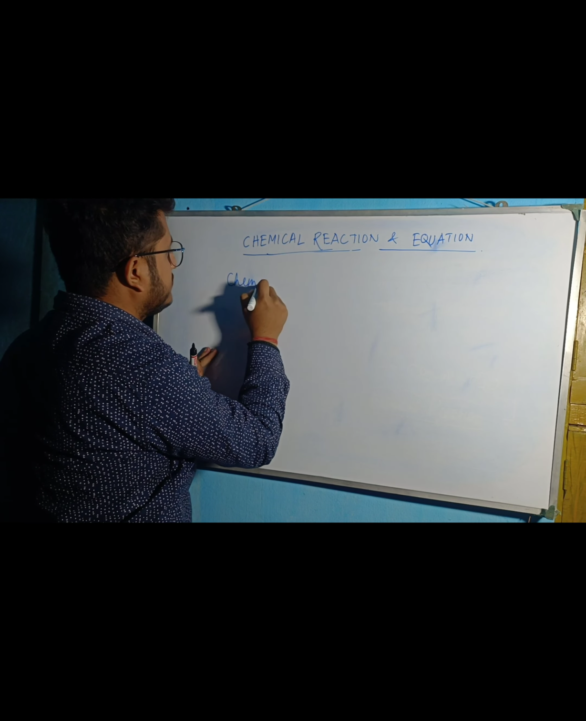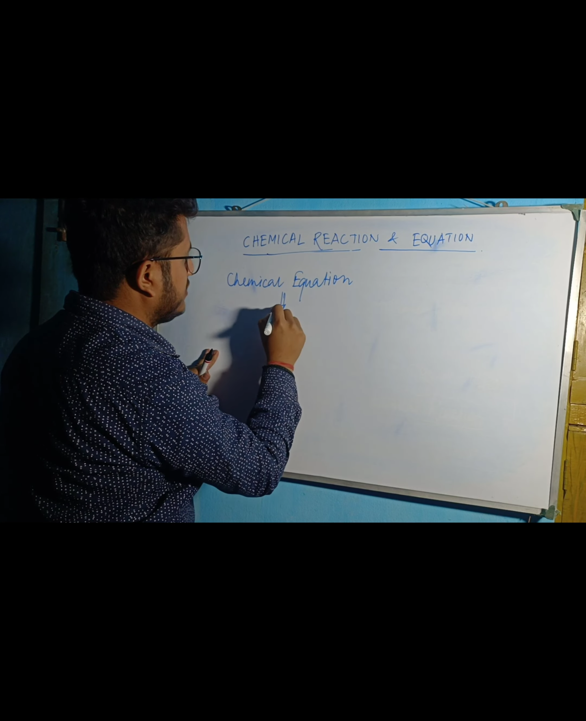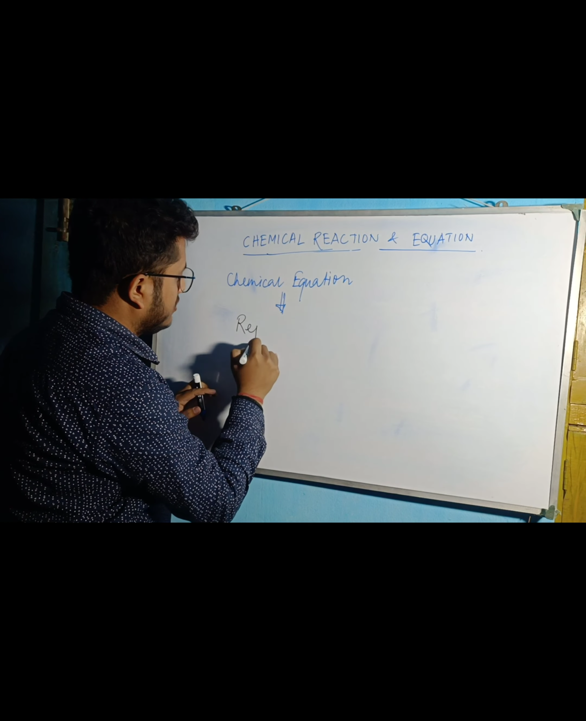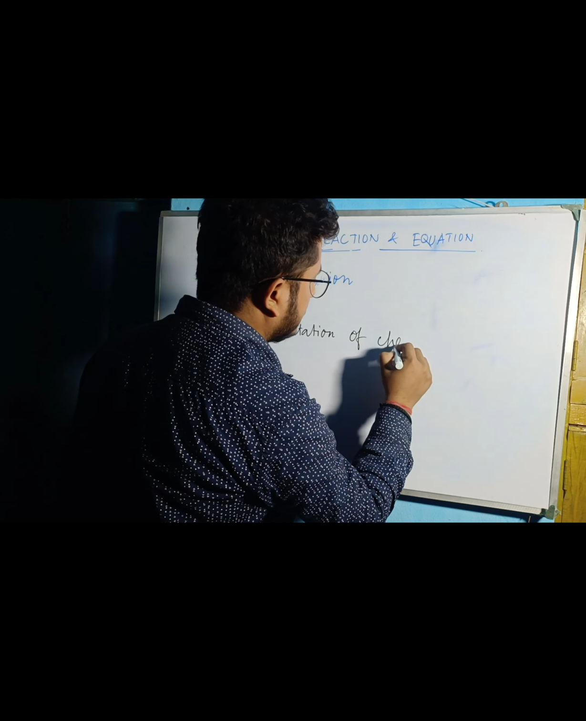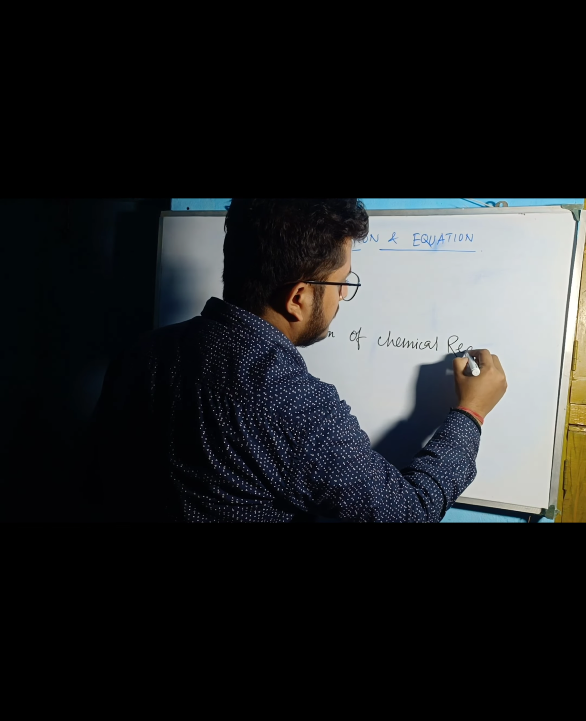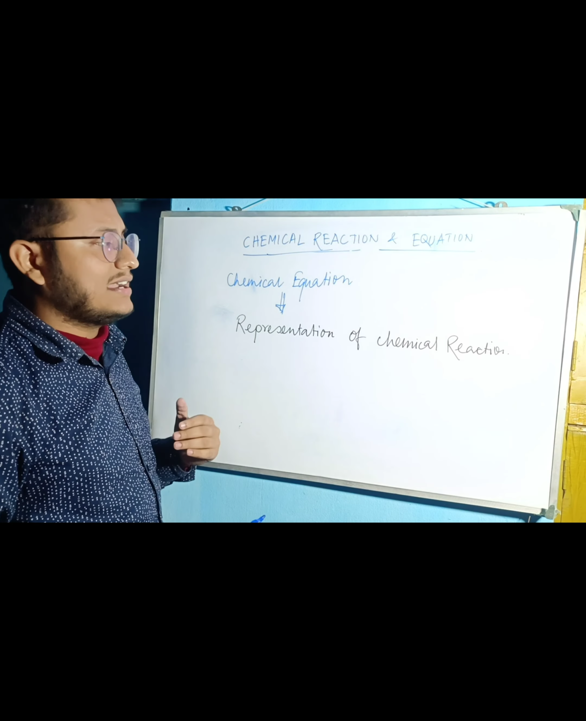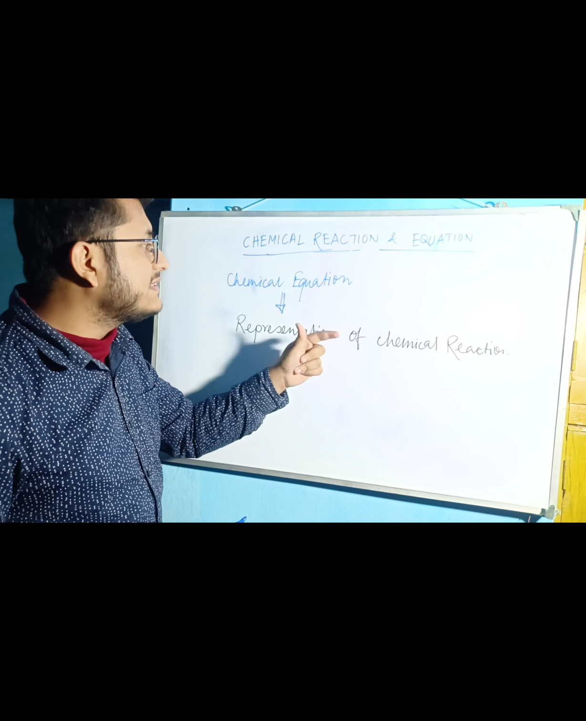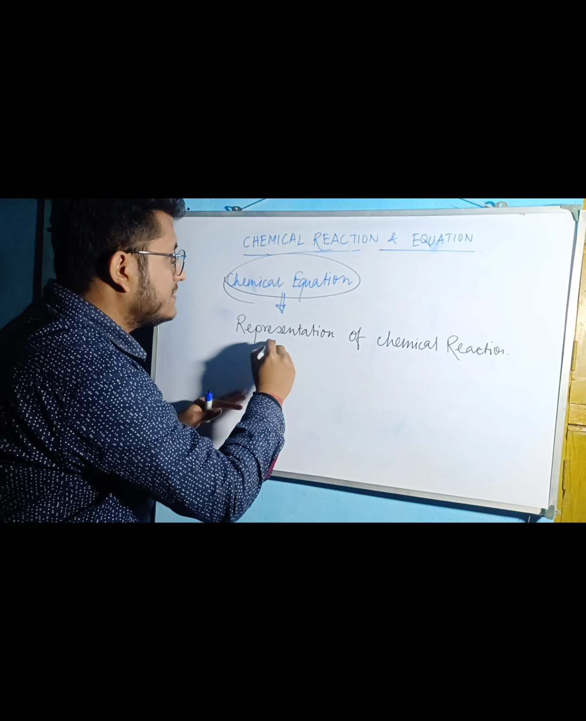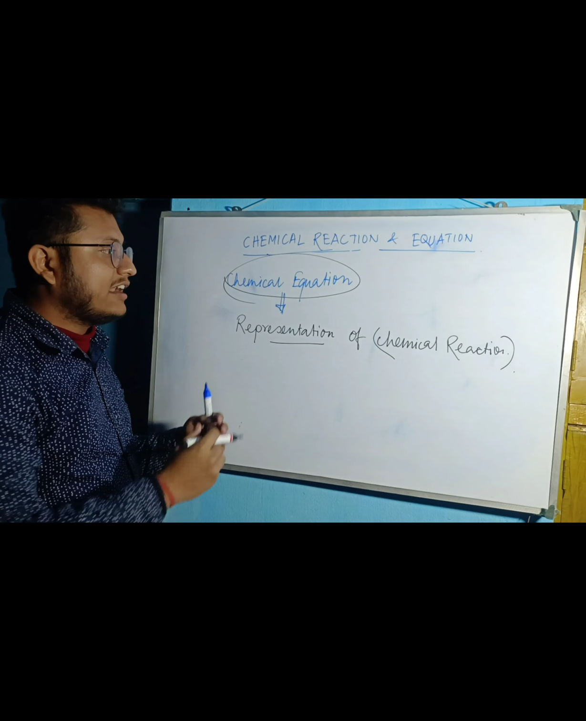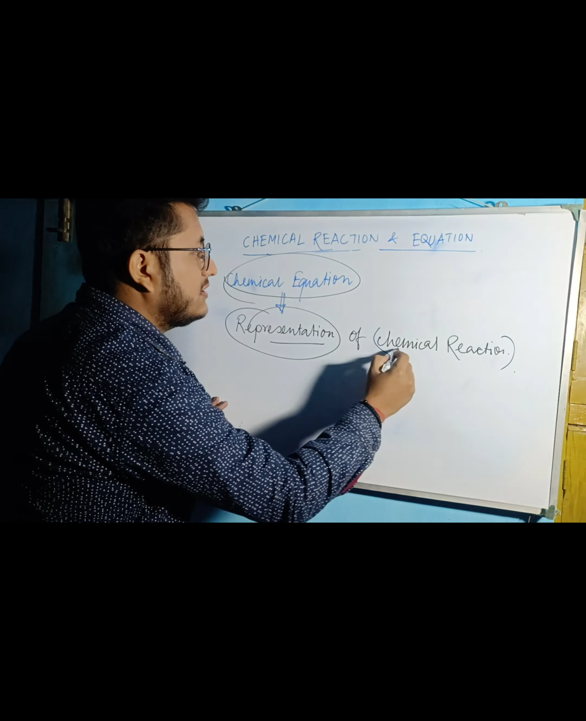Chemical equation is nothing but the representation of chemical reaction. If one says that the burning of natural gas is a chemical reaction, how can we represent it on pen and paper? With the help of the chemical equation, we can represent the chemical reaction on pen and paper and show the data to the public. So it is nothing but the representation of the chemical reaction.